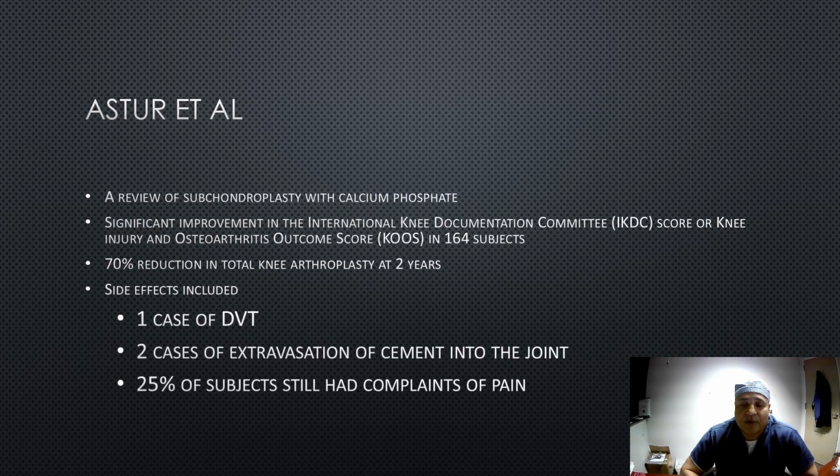Astor et al. performed a review of subchondroplasty with calcium phosphate. It was noted that significant improvement in the International Knee Documentation Committee score, or knee injury and osteoarthritis outcome score in 64 subjects showed that there was a 70% reduction in total knee arthroplasty at 2 years. Side effects of this treatment when studied included 1 case of deep venous thrombosis, 2 cases of extravasation of cement into the joint. However, 25% of subjects still had complaints of pain despite this treatment.